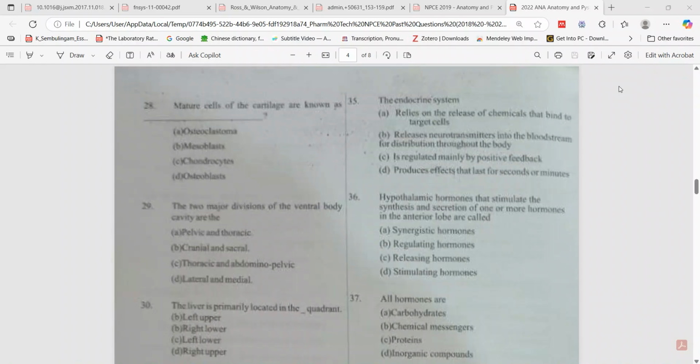The endocrine system dash. Is the effect lasting for seconds or minutes? Releases neurotransmitters into the bloodstream for distribution throughout the body.